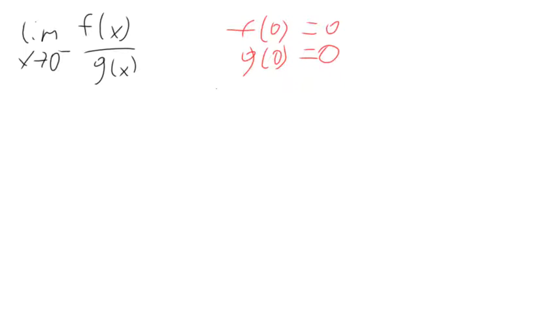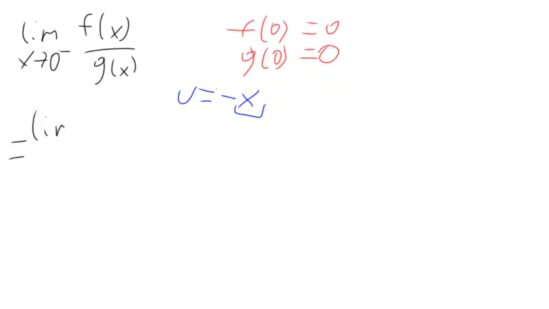I'm going to pick a new variable, u, and I'm going to assign that to be negative x. Because that way, as x goes to 0 from the right, if u is negative x, u will be going to 0 from the left. So I can write this limit in terms of u.